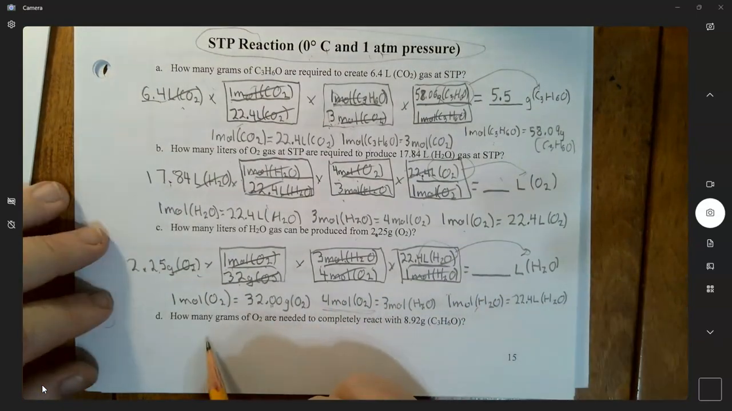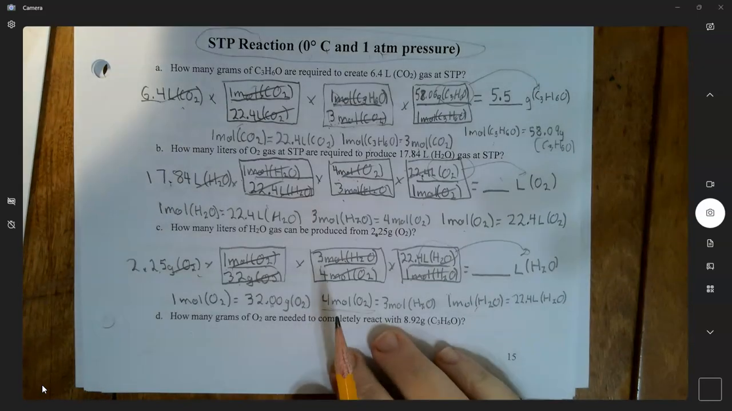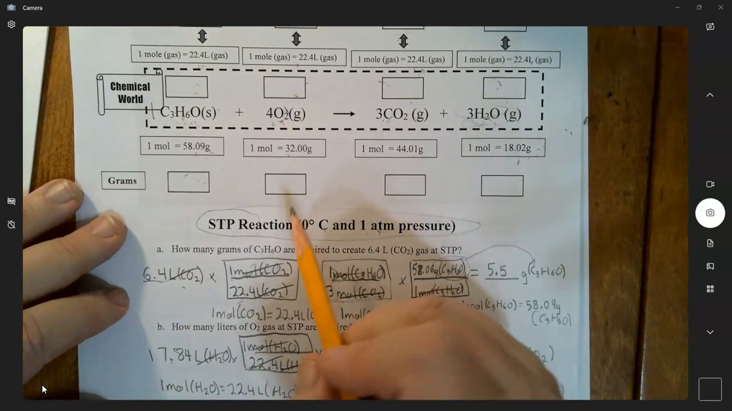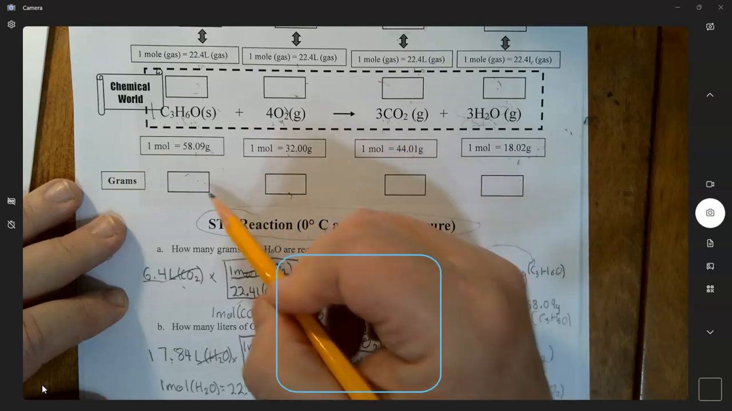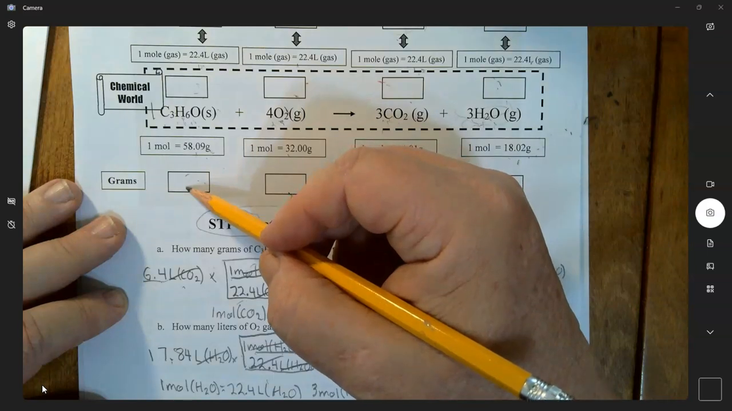Finally, how many grams of O2 are needed to completely react with 8.92 grams of C3H6O? So we're not even dealing with liters in this one. This is going back to the olden days when we did grams to grams. So it's how many grams of O2 are needed to completely react with 8.92 grams, so there's no excess. That's what it's basically saying.